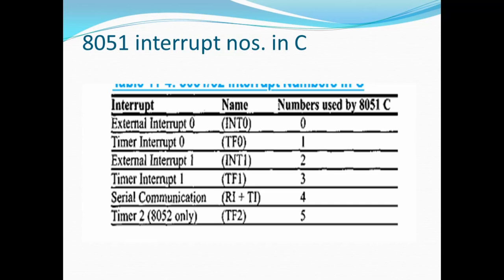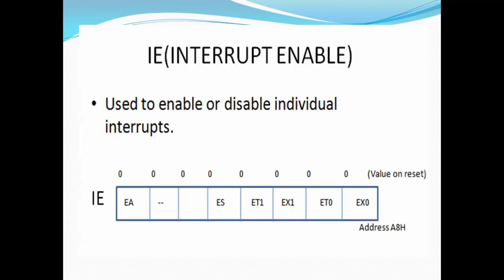So here are the numbers. For external interrupt 0, the number used is 0, and for external interrupt 1, the number used is 2. Whenever we write the interrupt service routine for INT0 and INT1, there will be two separate interrupt service routines. When we write it for INT0, we have to mention the number 0, and when we write it for external interrupt 1, we have to write the number 2. I will again explain that in the program.